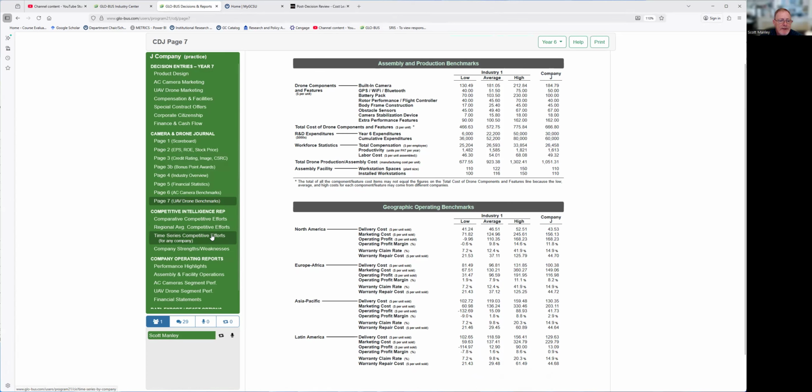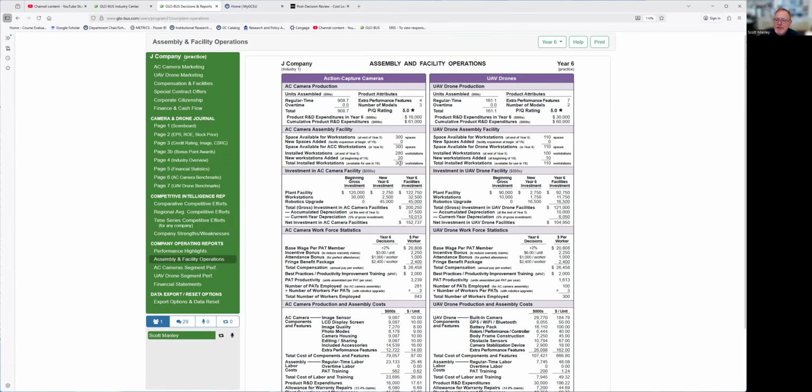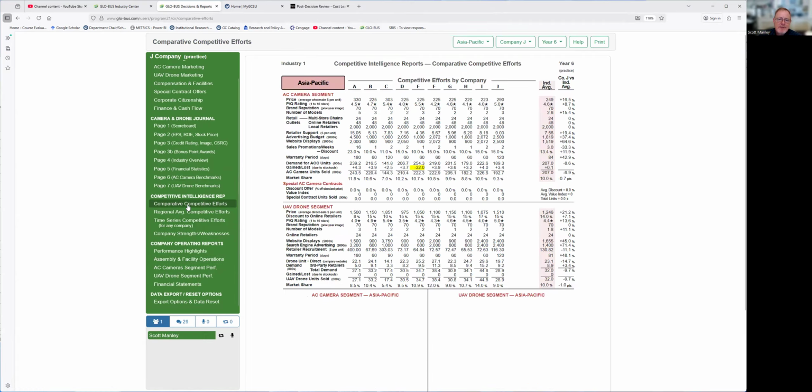So I want to take a look at the assembly and facility operations. In my camera facility, I had 300 workstations installed, and I used 281 of those. In my drone facility, I had 110 workstations installed, and I used 100 of those. So all that being said, I didn't achieve my intended strategy.